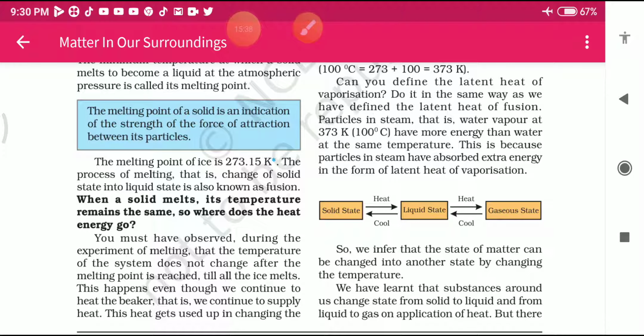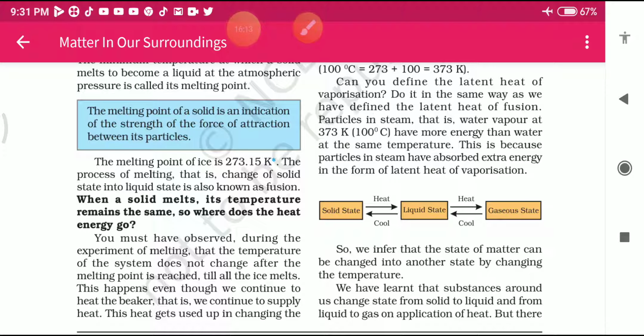Then this is about the latent heat of fusion and the latent heat of vaporization. Fusion is what, students? The heat energy which is required to convert the solid state into the liquid state is called the latent heat of fusion. And the same thing here: the heat energy which is required to convert the liquid state into water vapor is called the latent heat of vaporization.